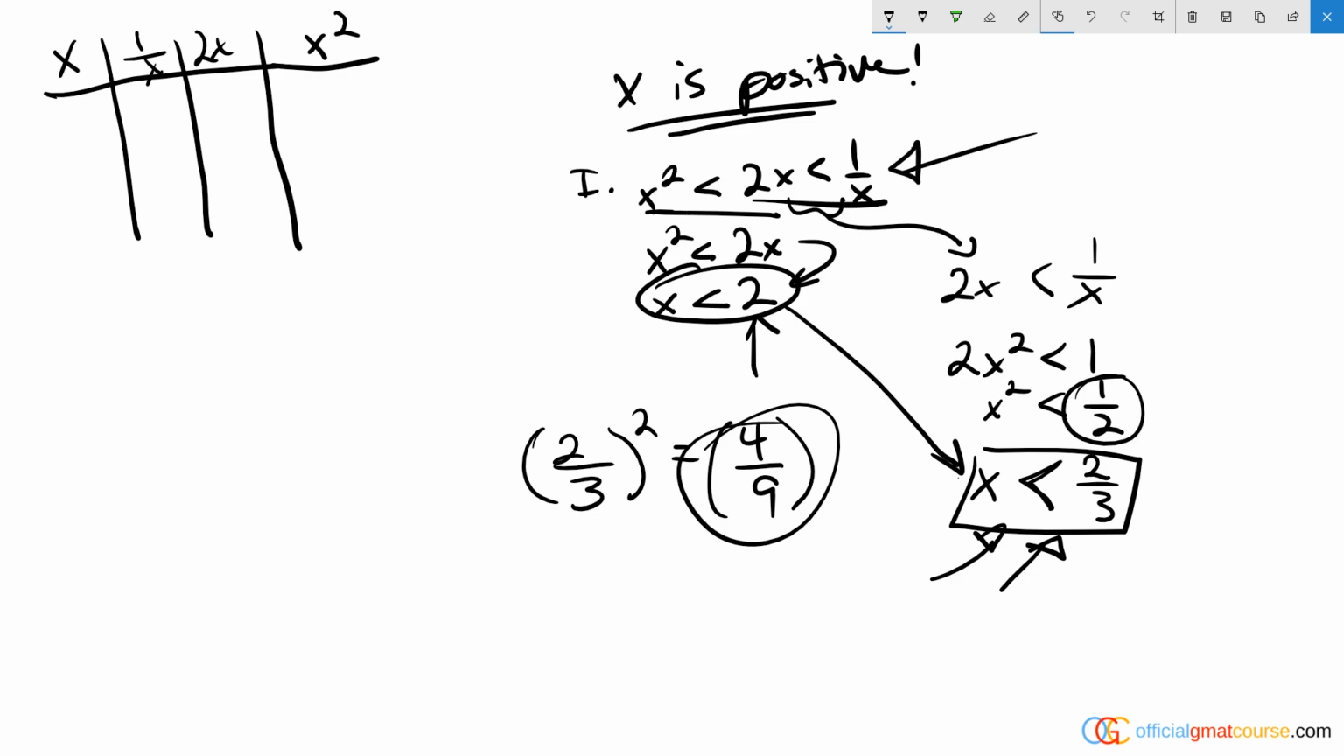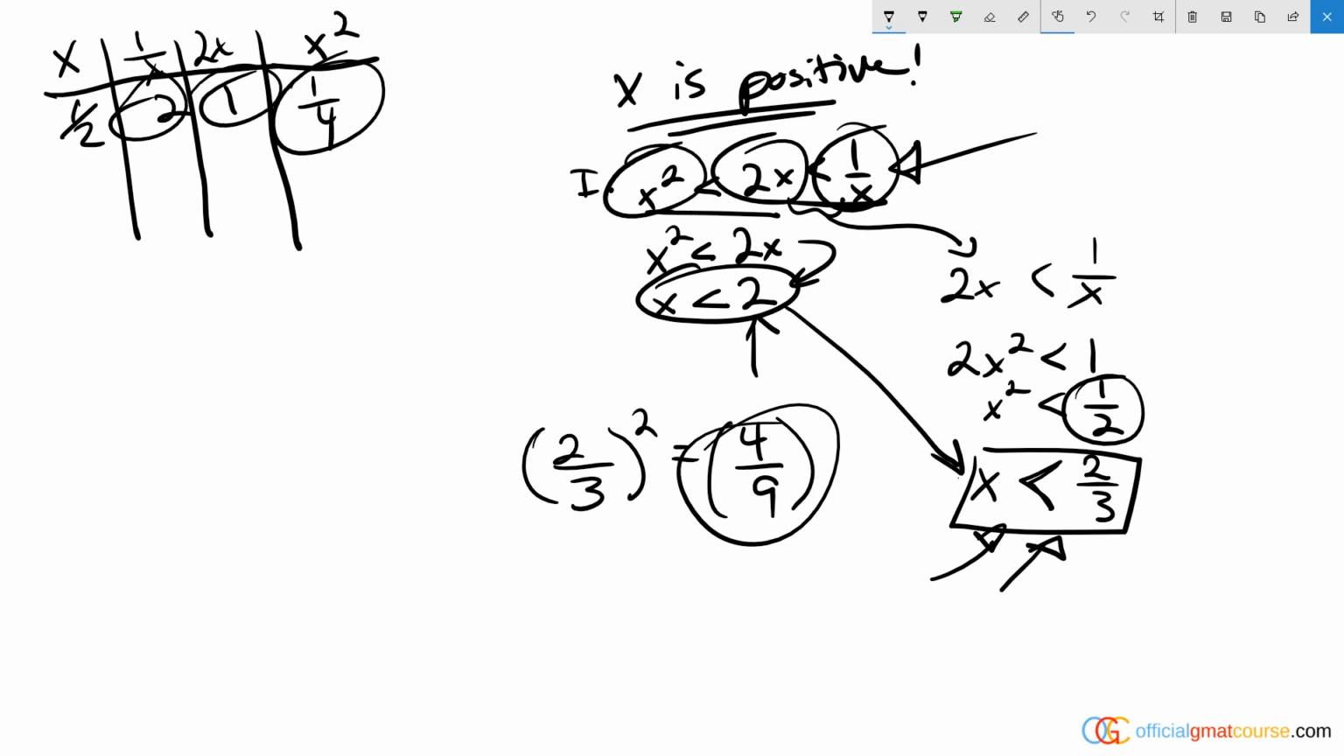So if I plug in 1/2 for x, I would get 2, 1, and 1/4, which does follow the ordering where 1 over x is the largest, and then 2x is the second largest, and then x squared is the smallest based on statement 1. So statement 1 is possible. If I take statement 2 and evaluate it, x squared is less than 1 over x is less than 2x.